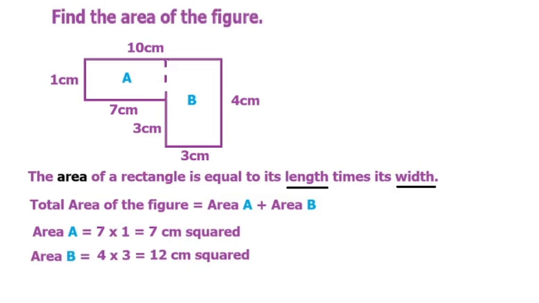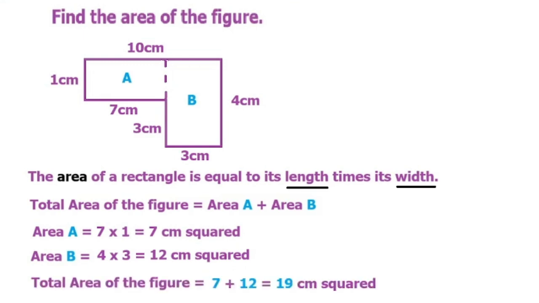So for B, we do the same thing. So we find out where the length and the width are for rectangle B. The length of rectangle B is 4 and the width is 3. So if we multiply 4 times 3, that equals 12.